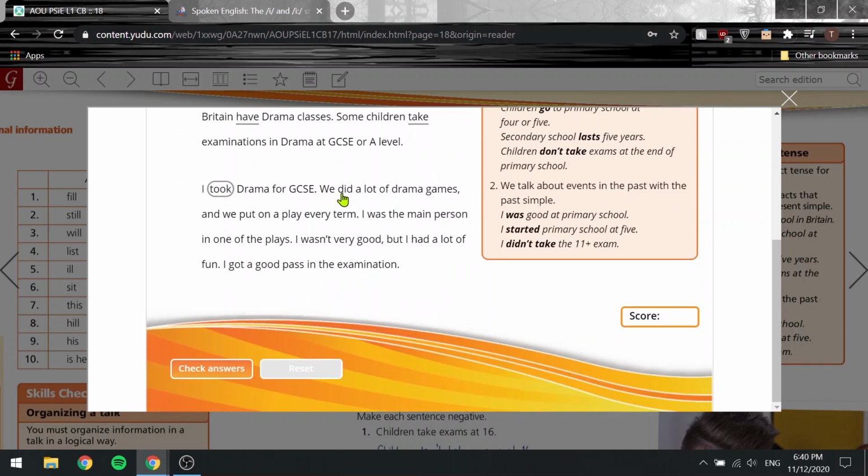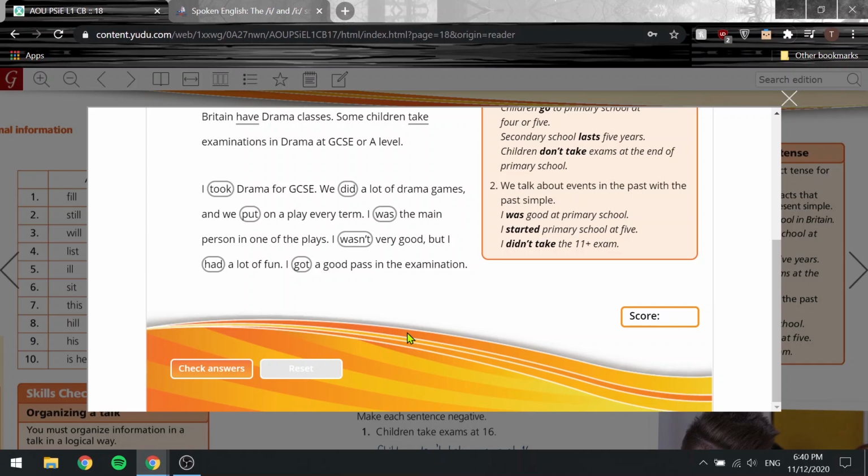We did, I'm going to circle did, a lot of drama games, and we put, the word put again, present or past simple, put on a play every term. I was, remember I said is turns to was, so I'll circle that. I was the main person in one of the plays. I wasn't very good, so I'll circle wasn't, but I had, circle had as well, a lot of fun. I got, the word got, I'm going to circle that, I got a good pass in the examination.